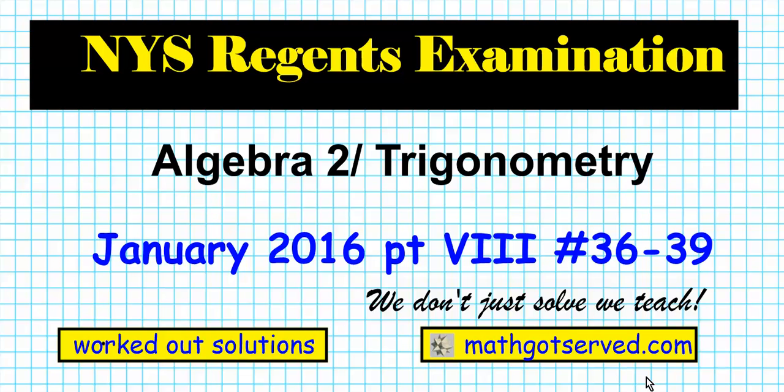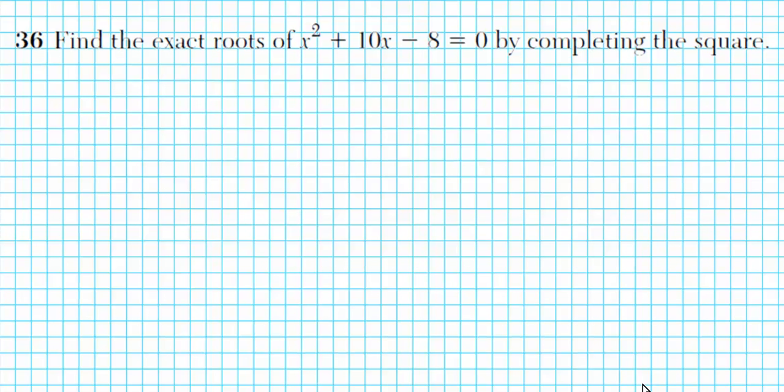In this clip, we're going to be going over problems 36 to 39 of the Algebra 2 Trig January 2016 New York Regents exam. All right, let's take a look at question 36. It says, find the exact roots of x squared plus 10x minus 8 equals 0 by completing the square.